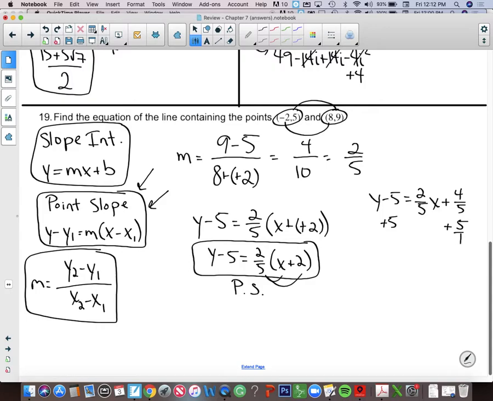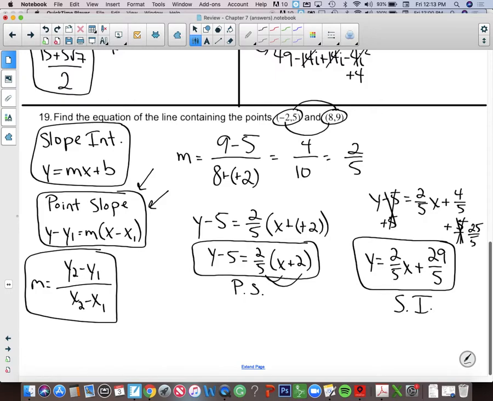So that's 5 over 1. Get a common denominator, which is a 5 on the bottom. So this would turn into 25/5. And then when we add those, we get 29/5. So y equals 2/5 x plus 29/5. That's your slope-intercept form. So if you went the slope-intercept route, that's what you should have. But either one of those would be acceptable because it just says find the equation. It doesn't specify which kind of equation. So that's number 19.